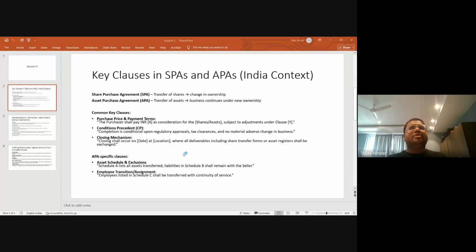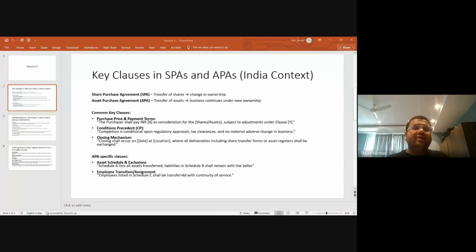The sixth clause will particularly be indemnity and limitation of liability, which will basically be touching upon two things. First is it will cover losses due to breach of warranties or misrepresentation. And second is it sets limits on indemnity, like cap, threshold, survival period, etc.